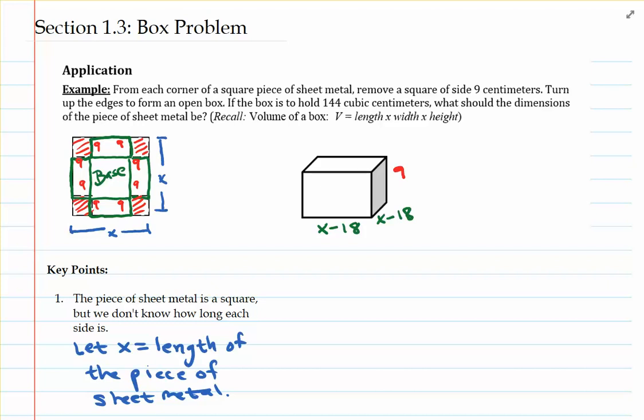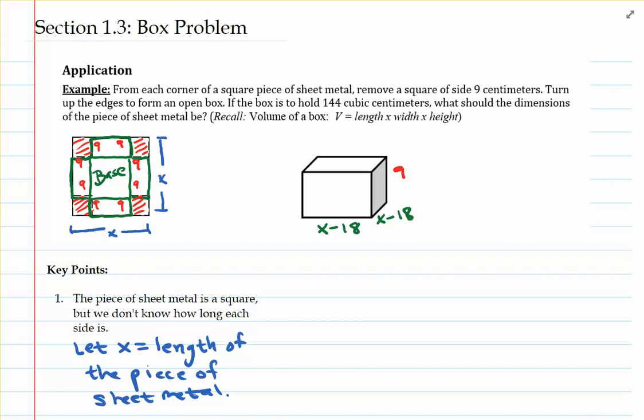Alright, so I did put something in the tail end of the description of the problem here. It says, recall that the volume of a box is given by a formula. V, capital V for volume, is equal to length times width times height. And actually, after our discussion in the last video, we know expressions for each of those. The length is referring to the length of the base of the box, is x minus 18. The width is referring to the other dimension of the base of the box, that's x minus 18 as well. And of course, our height is 9.